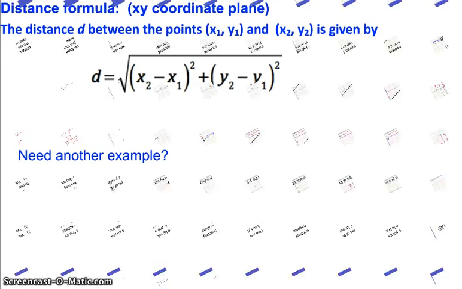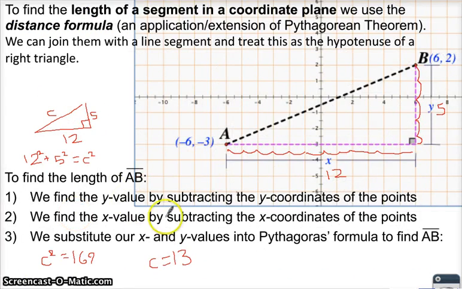You know what? I never looked at the end of this thing. What did it say at the end here? Find the x value and the y value, substitute everything. Okay, fine. Yeah, I did exactly that. It says that right there in number 1, 2, 3.